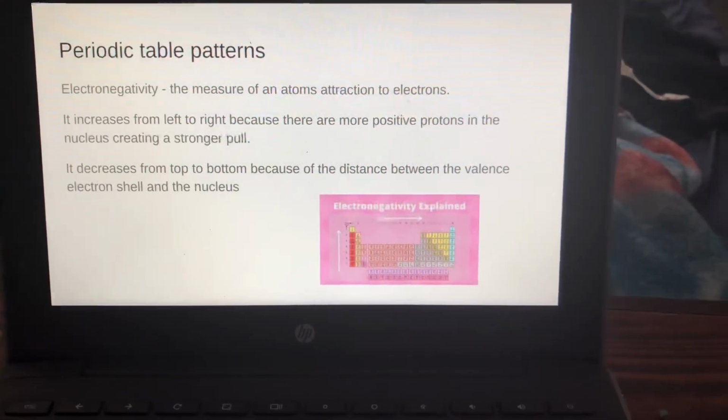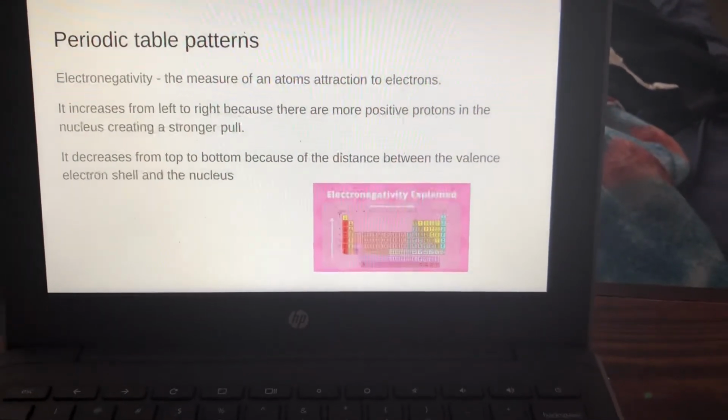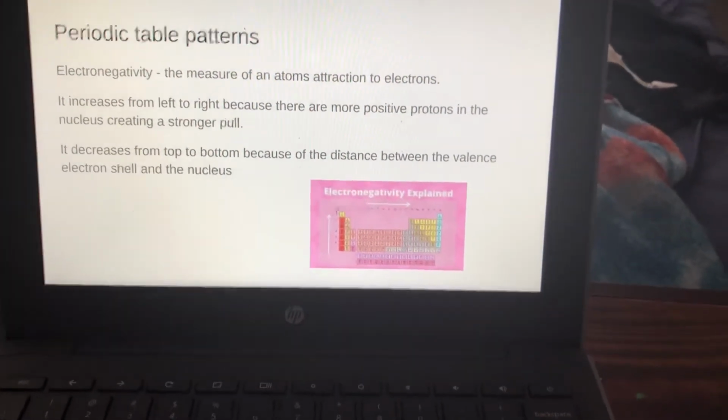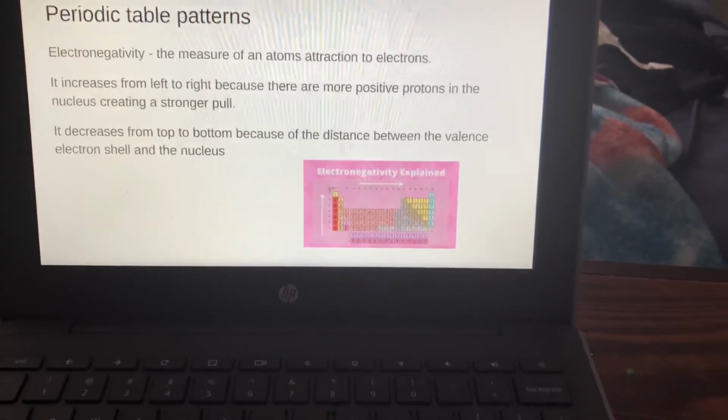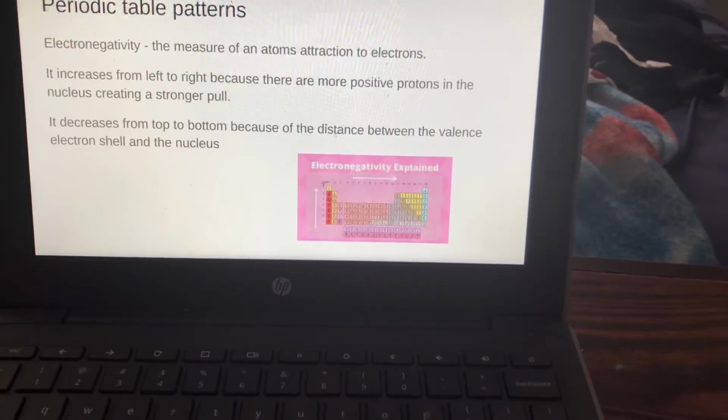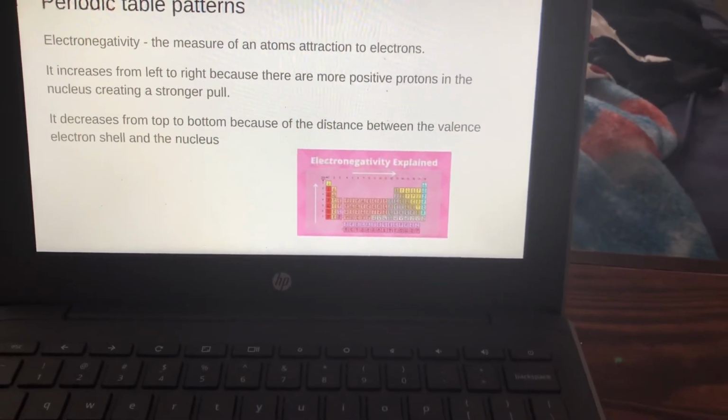Electronegativity, the measure of an atom's attraction to electrons. It increases from left to right because there are more positive protons in the nucleus, creating a stronger pull. It decreases from top to bottom because of the distance between the valence electrons and the nucleus.